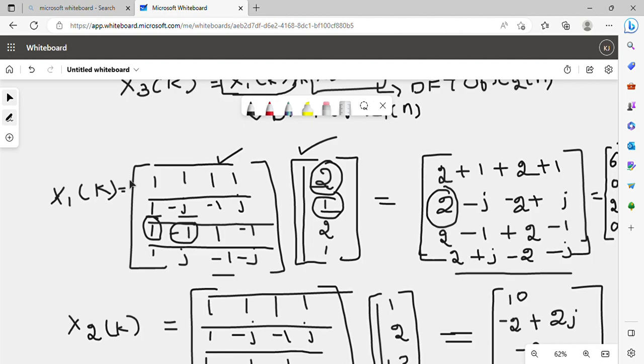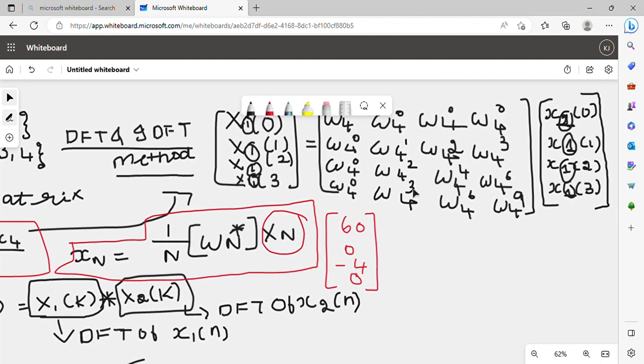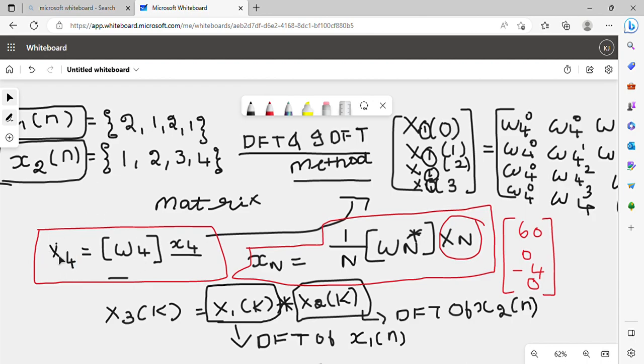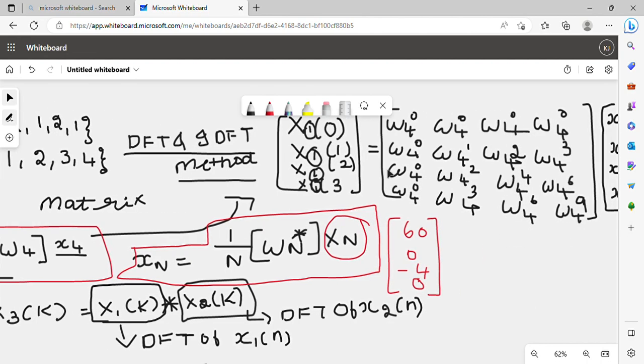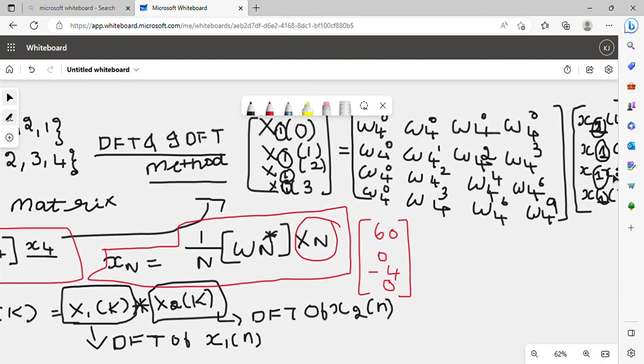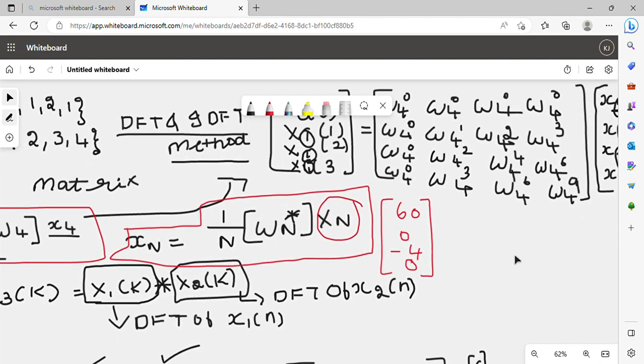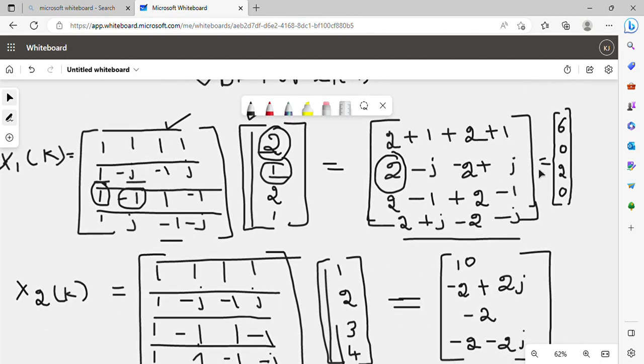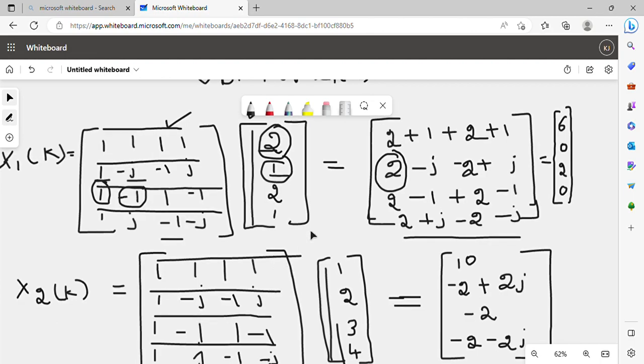You have to write the formula first. Then you have to write the simplified version of the formula. First you have to write this formula, that is capital X of k is equal to omega 4 into x of n, and then you write the simplified version in the next step. In the second step, this whole thing is supposed to be written, and after that you write that my omega 4 matrix is this and my x of n is this. You write this step, then this step, and then the resultant, right? And then for x2 of k also the same.